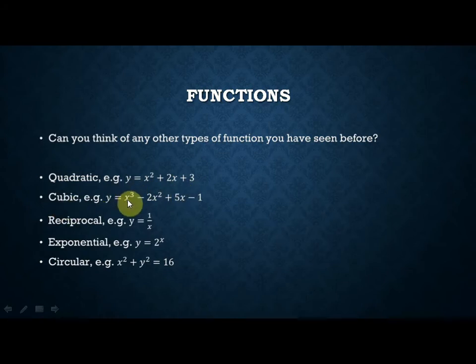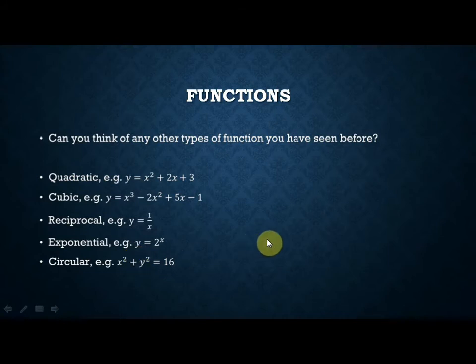A cubic means the maximum degree of the variable is 3, and the reciprocal is 1 over x. The exponential is anything to a power, like 2 to the power x or 3 to the power x, where the variable is in the power. And the circular function is basically a circle equation, x squared plus y squared equals 16. This is the basic general form of the circle equation.